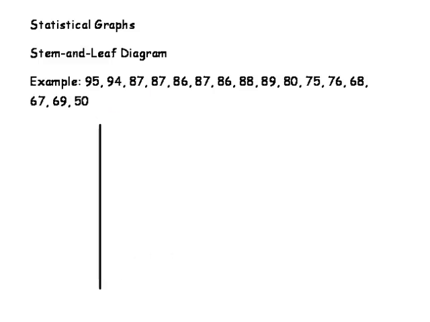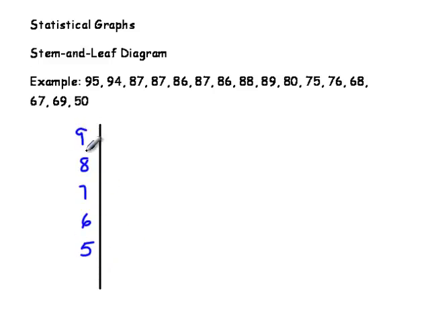Since these look like test scores, we're going to represent them in the 90s, the 80s, the 70s, the 60s, the 50s, etc. And we use the first digits. So this represents all the scores in the 90s, the 80s, the 70s, the 60s, and the 50s. Whether you go from largest to smallest or smallest to largest, it doesn't matter. I usually start at the largest and go to the smallest.